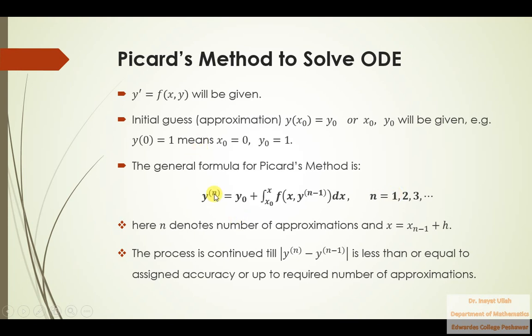y1 by replacing n by 1, by 2 and by 3. If you want to find the fourth approximation, then you need to replace n by 4, so you'll get the fourth approximation. To understand the idea of Picard's method, let us take an example.